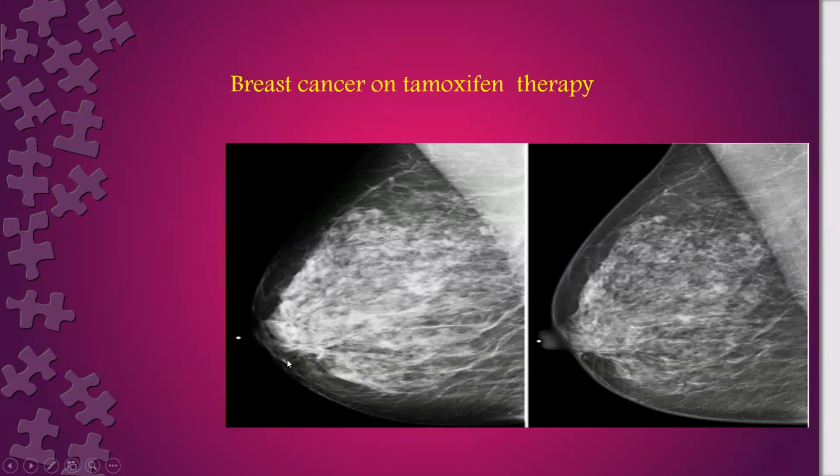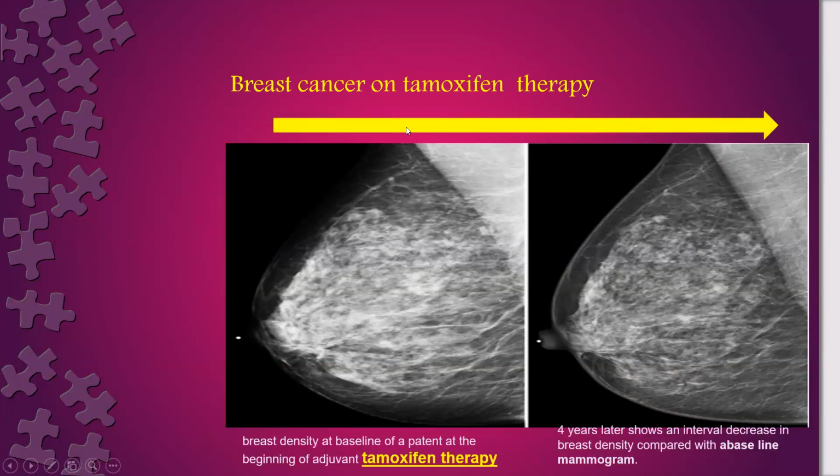So the denser is the first. So it should be like this. This is a baseline, and this is the second. This is 4 years after starting tamoxifen. What is the clinical significance of that? What is the clinical significance?